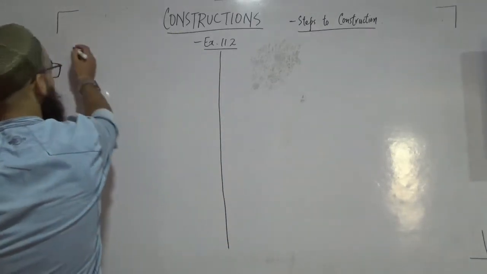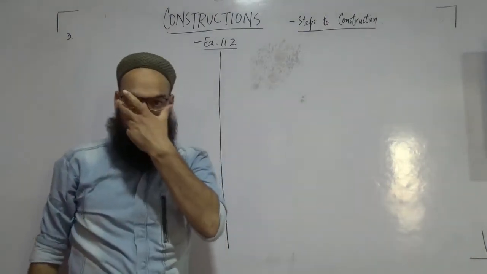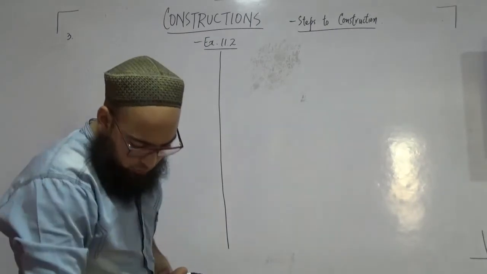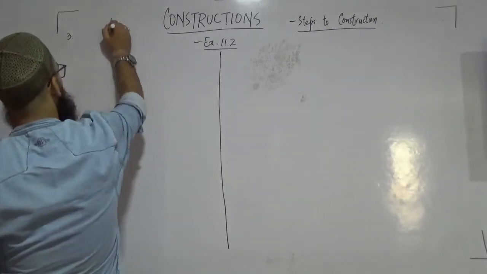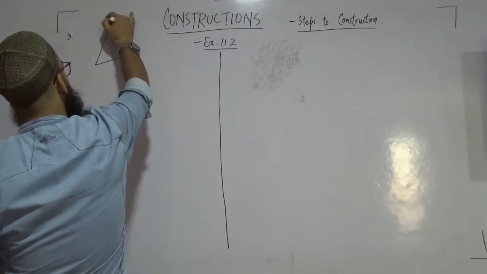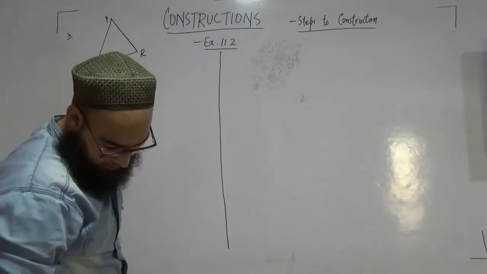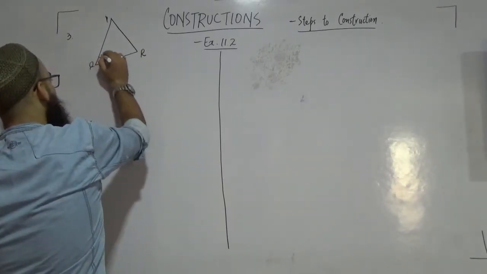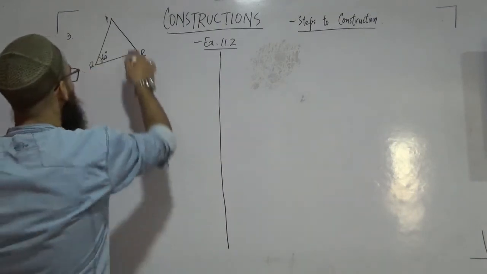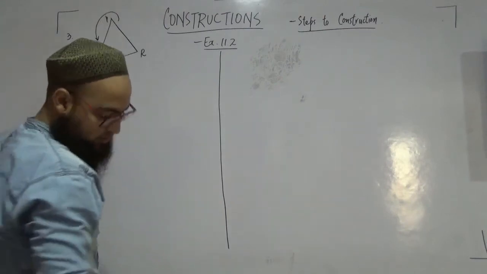Now let us do question number 3. Question number 3 is the case 2 of question number 2. Construct a triangle PQR. So we are going to construct triangle PQR. Angle Q is equal to 60 degree. This is 60 degree. PR minus PQ is 2 centimeter.